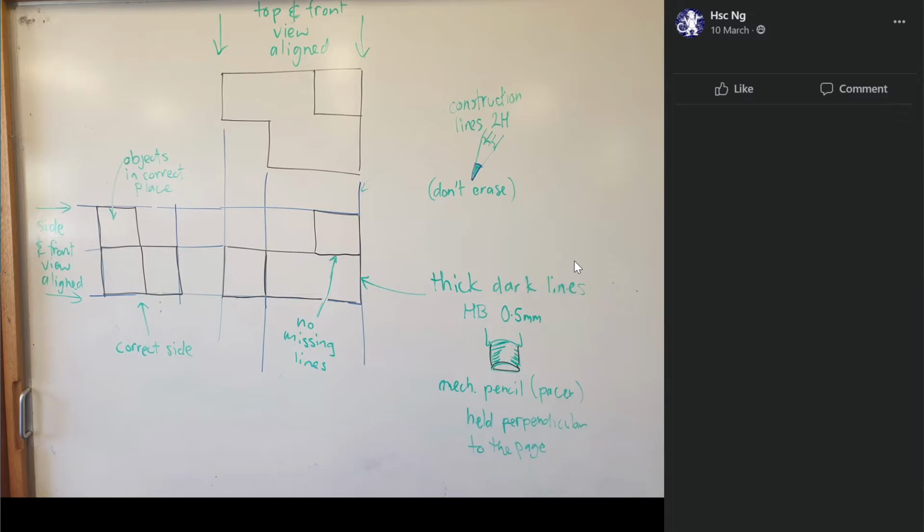We mentioned thin dark lines and thick dark lines. Thin dark lines should be drawn with a sharpened HB pencil. Before you get started, you're supposed to do your practice drawing using a 2H pencil, and then you don't rub it out, you don't erase it. For your thick dark lines, you're then supposed to use a HB mechanical pencil, or a pacer, which is what it used to be called when I was a kid.